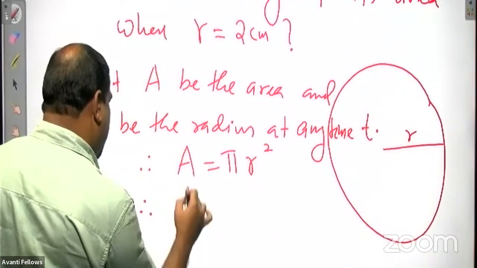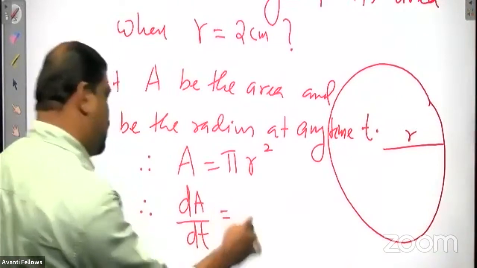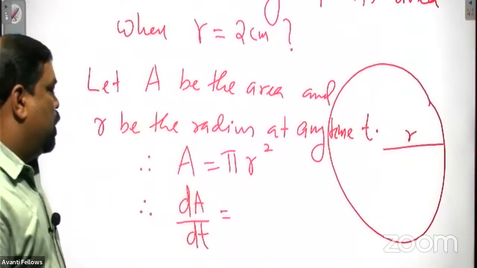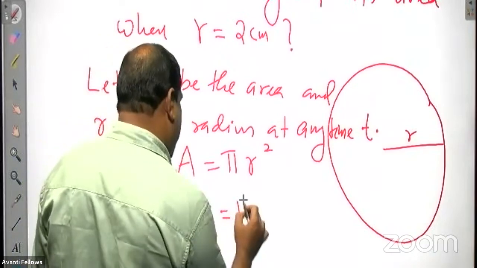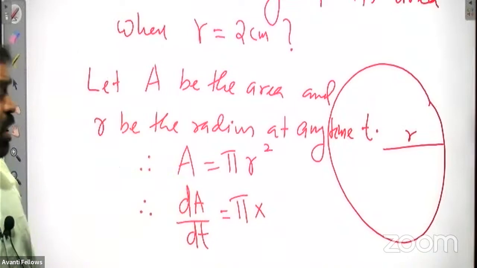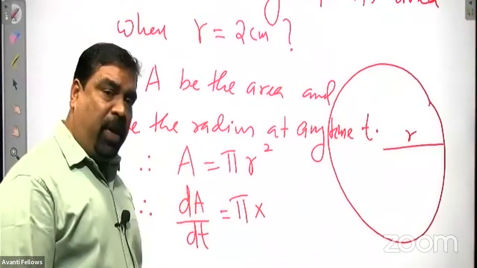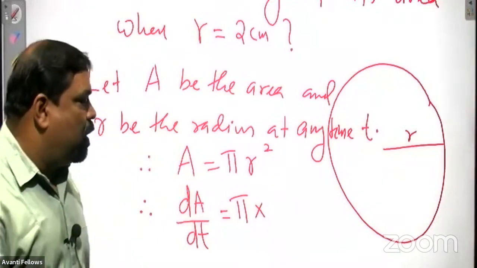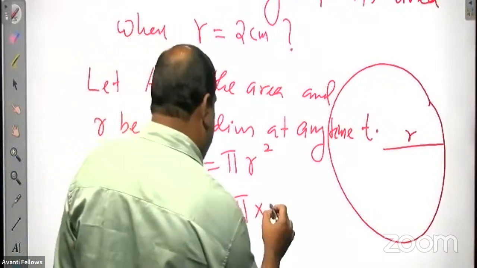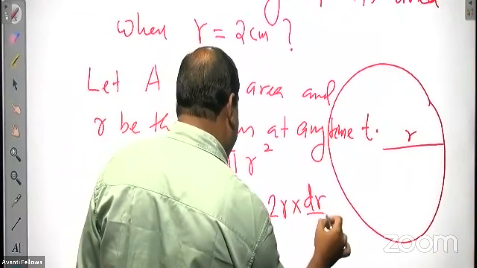Then we write dA by dt. Here we have to differentiate with respect to the time. So dA by dt is equal to pi into the derivative of r square with respect to t, the differentiation is with respect to t. That must be equal to 2r into dr by dt.